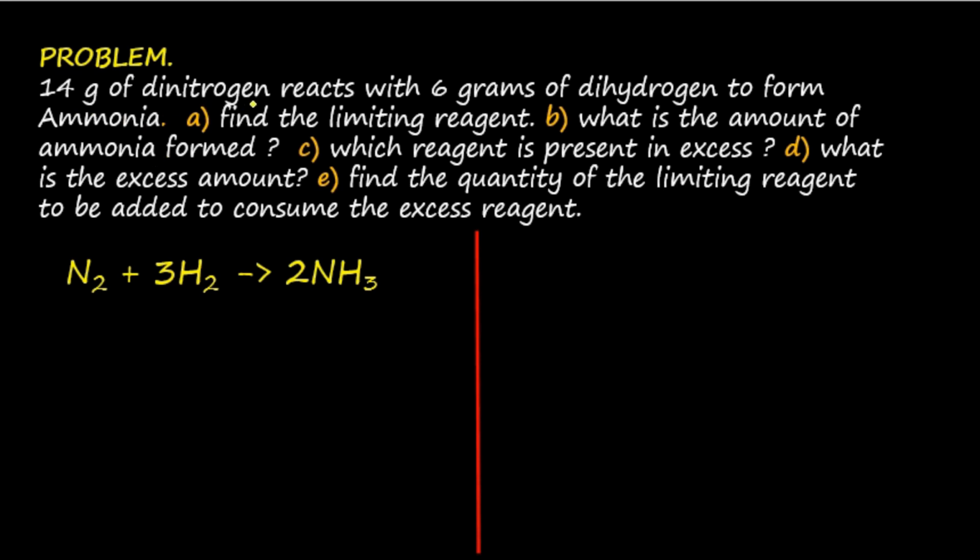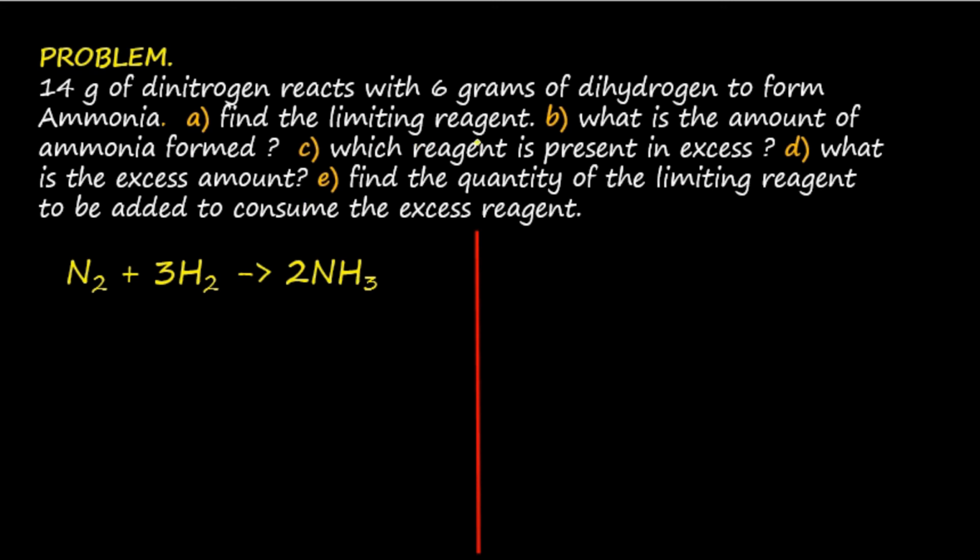14 grams of dinitrogen reacts with 6 grams of dihydrogen to form ammonia. Find the limiting reagent. What is the amount of ammonia formed? Which reagent is present in excess? What is the excess amount? Find the quantity of the limiting reagent to be added to consume the excess reagent. So there are 5 sections for this question.